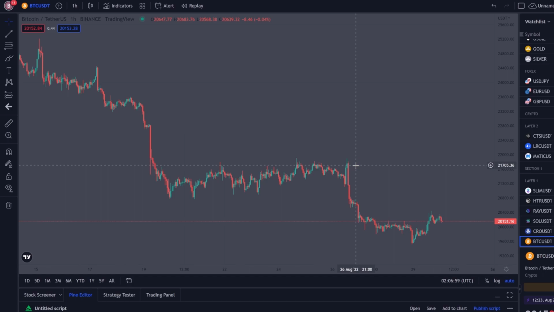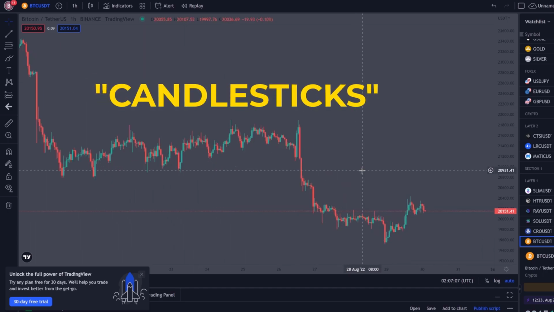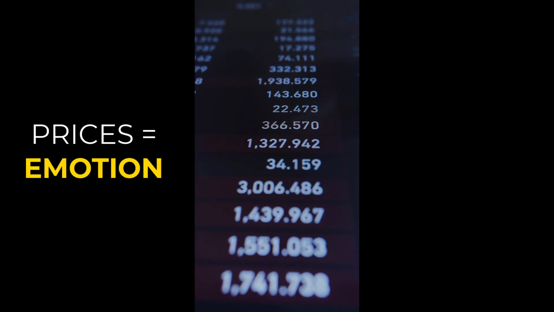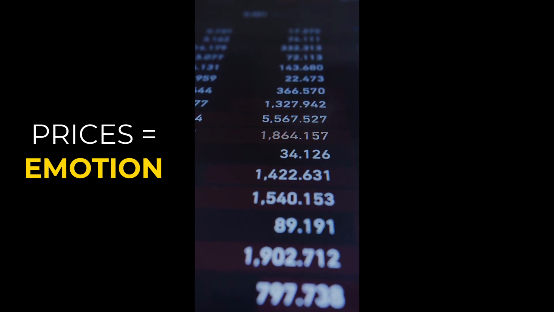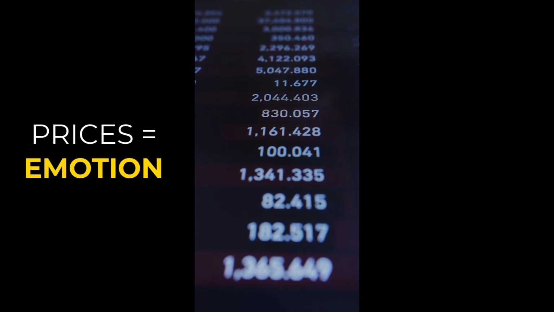The first thing we'll take a look at are the rectangular illustrations on the chart that show changes in price depending on the time frame. These are called candlesticks, or candles for short. Prices change depending on supply and demand. This is driven by emotions that investors have towards the value of a cryptocurrency.